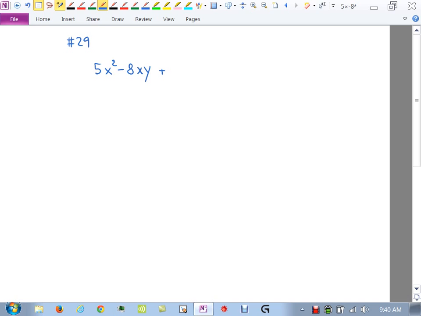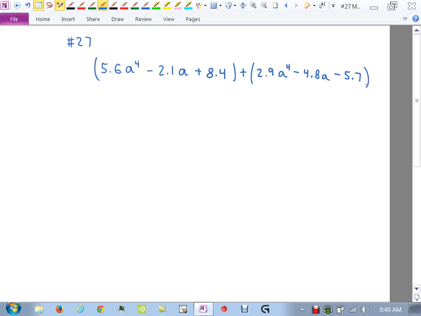Oh, that's 27. You want me to do 27? Yeah, that's okay. I'll do 27 instead. That has the decimals. Okay, so it says 5.6a to the fourth minus 2.1a plus 8.4. It says find the sum of that. So I'll put in parentheses. And sum means add together. 2.9a to the fourth minus 4.8a minus 5.7. You figure it out?